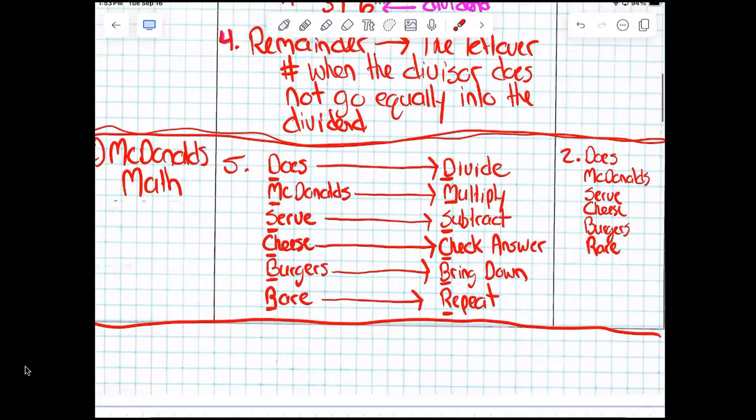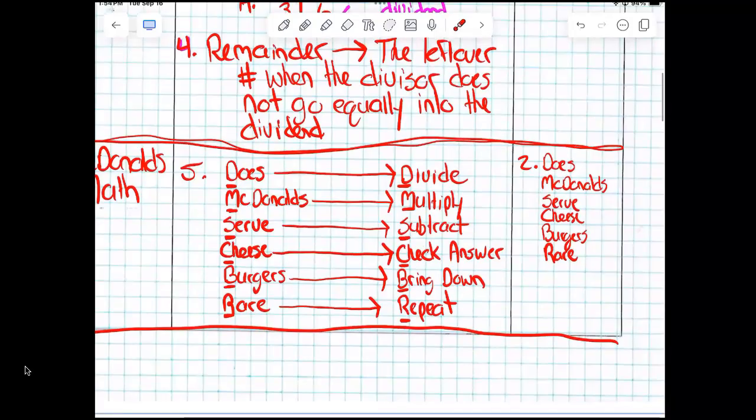All right, here we go. Repeat after me. Does means divide. McDonald's means multiply. Serve means subtract. Cheese means check answer. Burgers means bring down. Rare means repeat that whole process. So does McDonald's serve cheeseburgers rare helps us remember the pattern for solving long division problems, yes?